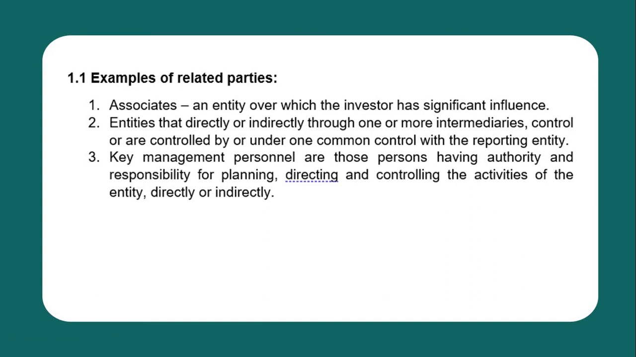And last but not the least, key management personnel. Okay, so katong mga key management personnel are those persons having authority and responsibility for planning, directing, and controlling the activities of the entity directly or indirectly. So examples of key management personnel are the CEO, Chief Executive Officer, CFO or the Chief Financial Officer, COO or the Chief Operating Officers, and then mga vice presidents or the president. So they are the key management personnel and they are considered as related parties.